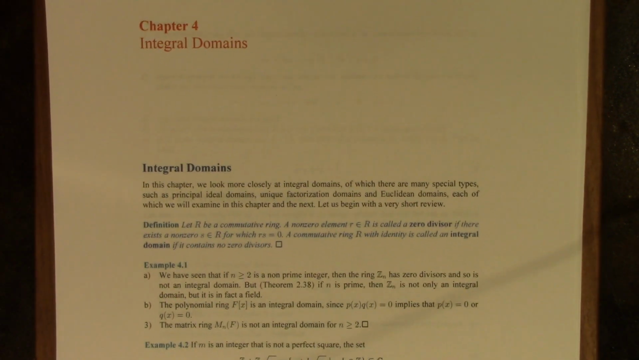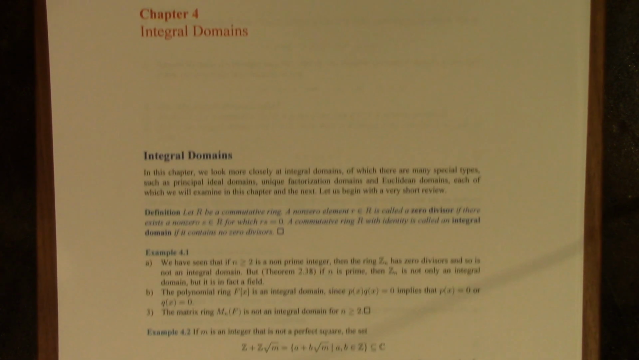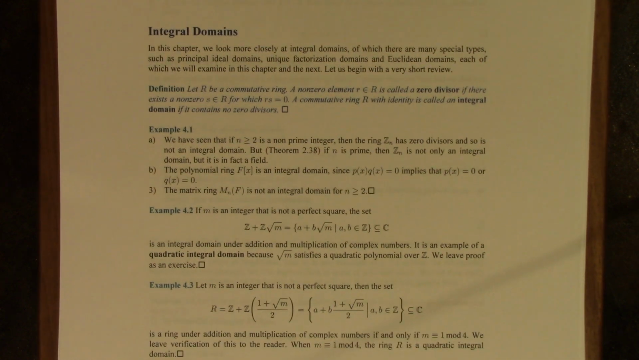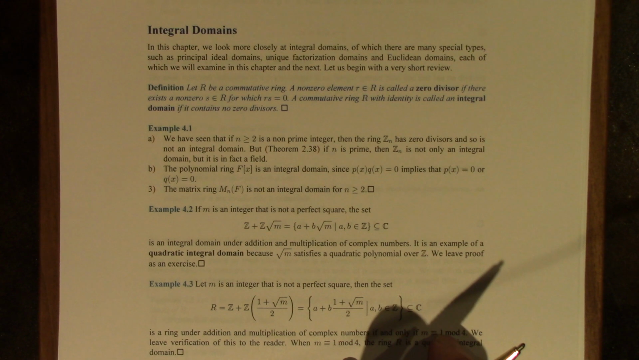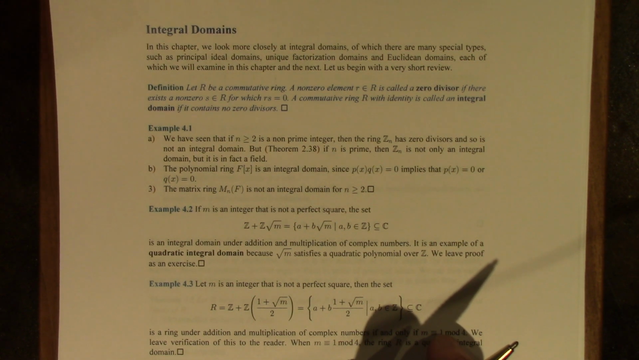We are now ready to take a closer look at integral domains, of which there are many types. Principal ideal domains, we've already discussed briefly, unique factorization domains, and Euclidean domains. And we'll talk about each of these either in this chapter or the next. Let's begin with just a very quick review, so we're all on the same page, refresh our memories.